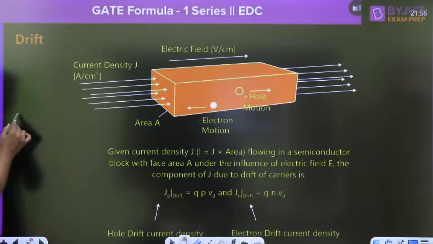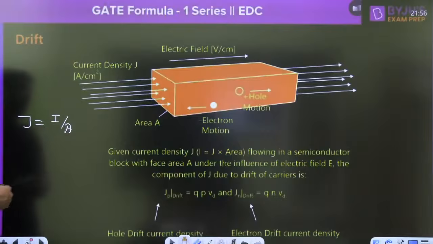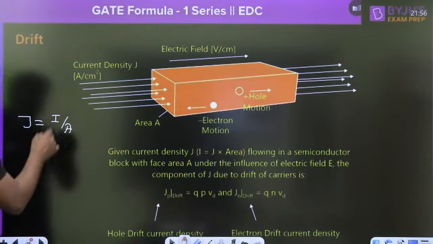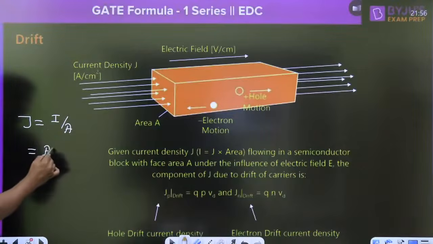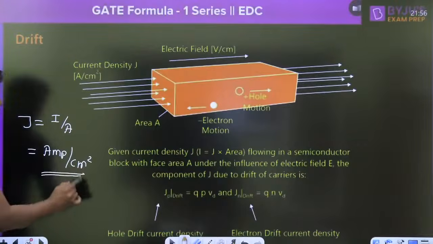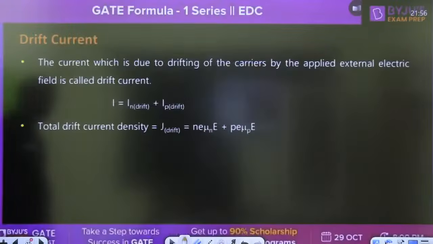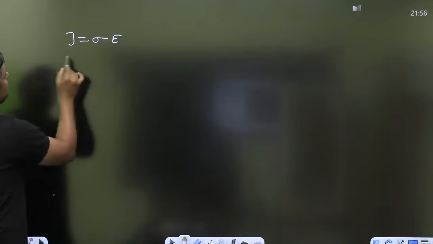So what is the current density? J is equal to I by A. J is equal to what? I by A. Again, what is the unit? Ampere per centimeter square. That is called current density. So what is the drift and what is the diffusion? So that is the drift current density. J is equal to sigma E, that is the drift current.